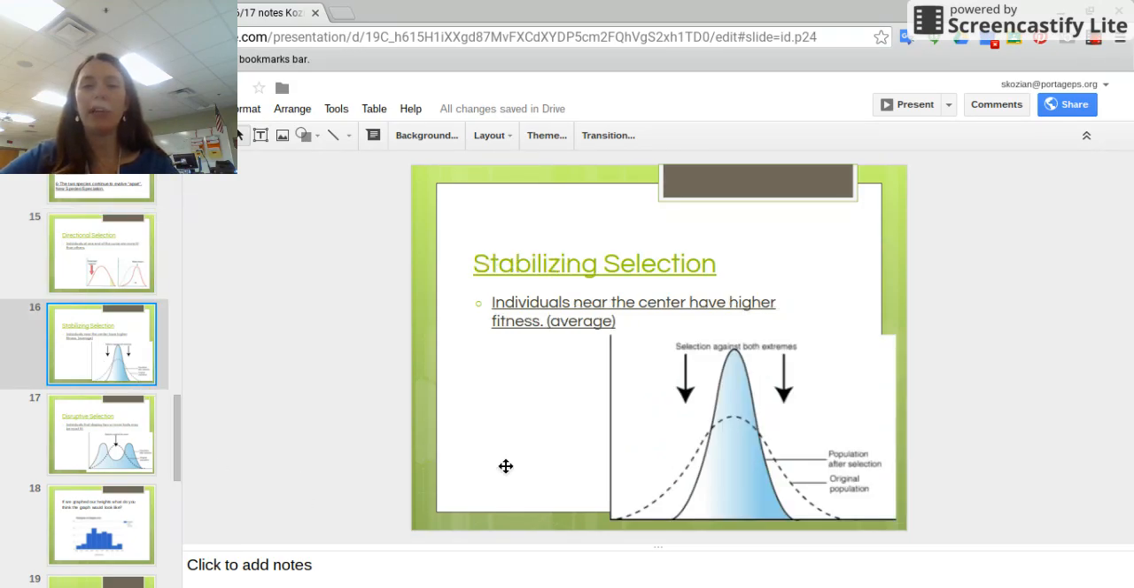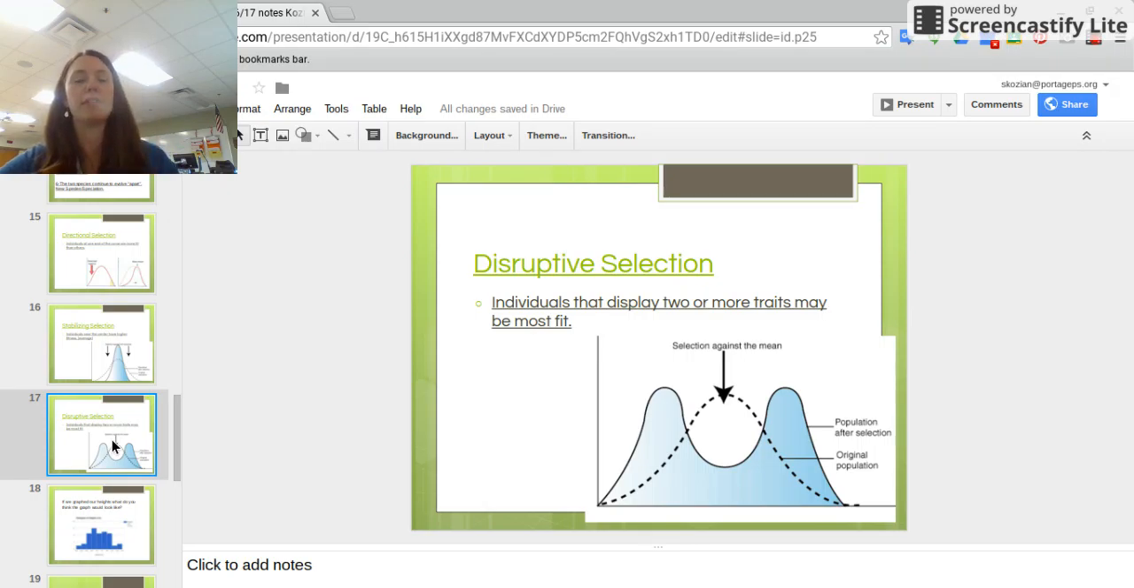Stabilizing selection: everybody gets more average. Think maybe this would be like fish, like salmon. I'm just thinking of that because I talked about grizzly bears, and they eat salmon. Maybe average size salmon become more and more fit, and the larger salmon don't survive in the population, and the smaller salmon don't survive. So we get more and more average. That's stabilizing selection. And the last one is disruptive selection.